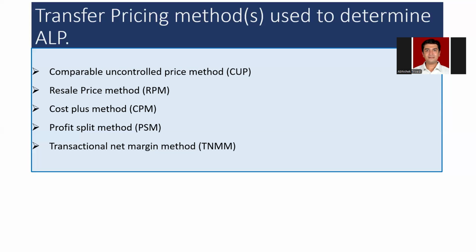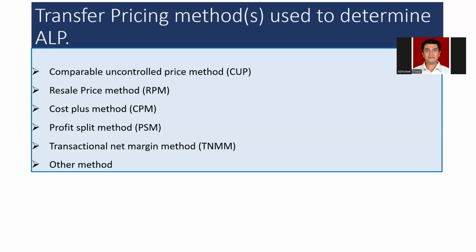Transactional net margin method is more attractive if the data on gross margins are less reliable due to accounting differences between the tested party and the comparable companies for which no adjustment can be made as it is impossible to identify the specific cost for which adjustments are needed.